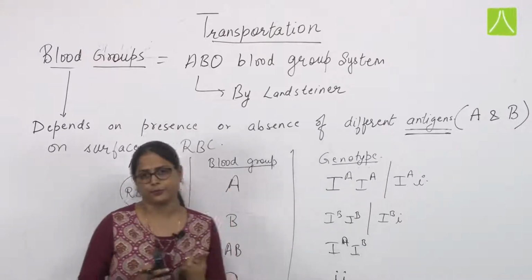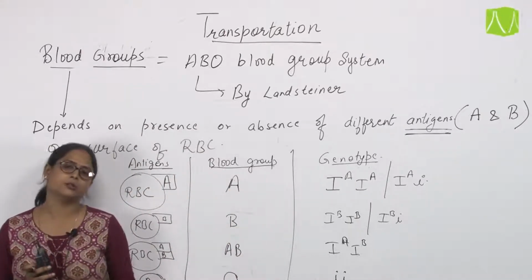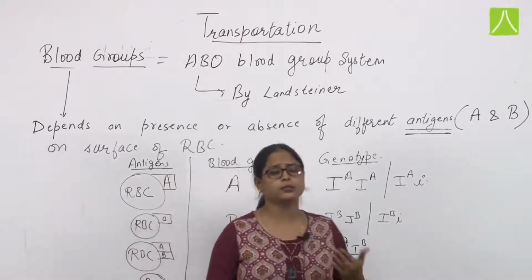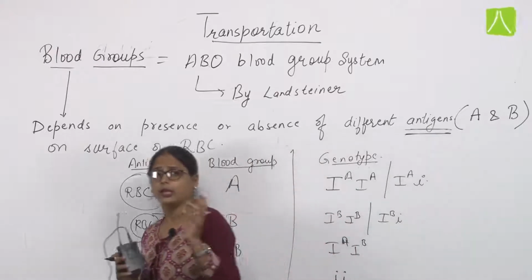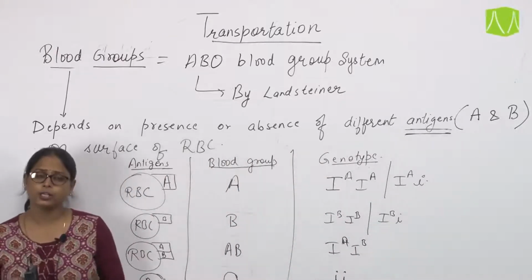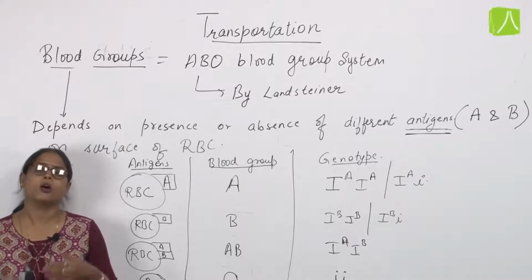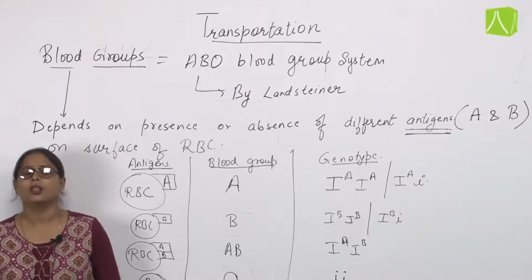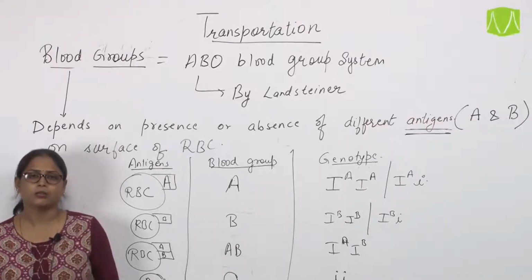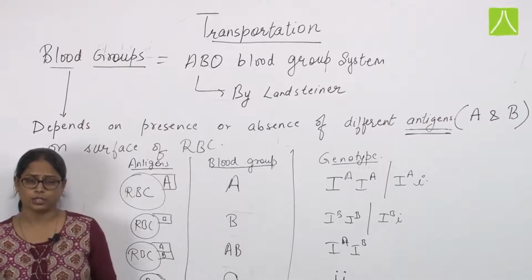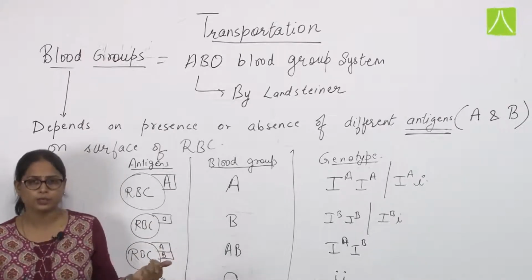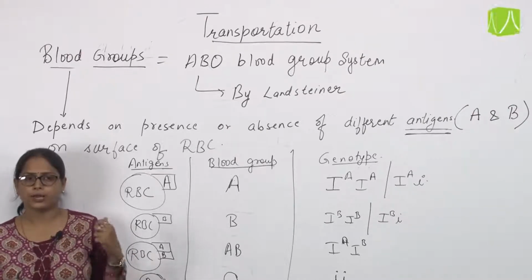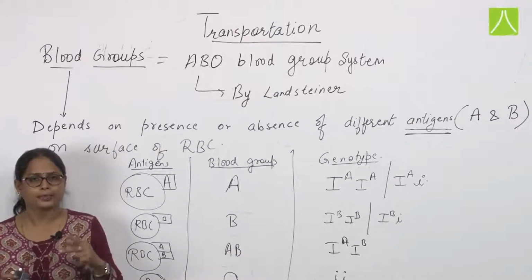What is antigen exactly? As I have used the term antigen in the previous class also, whenever any foreign antigen or foreign substance enters inside the body, the antibodies get activated to react with it and create an antigen antibody reaction. This reaction causes the destruction of the cell which has that foreign antigen. So here also these are the antigens present on the surface of RBC. These are our self antigens.